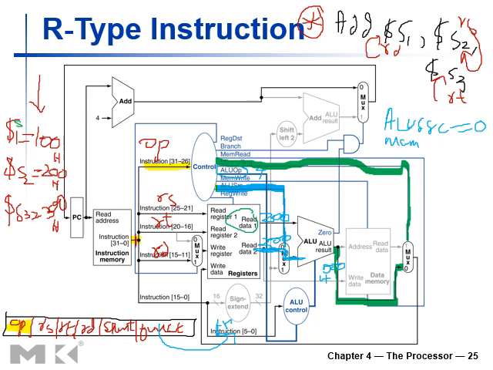MemtoReg equals to 0, so that the data from data memory is not provided to the register file, but the data from the ALU is provided to the register file. From here onward, the data will move along this line to the register file, and whatever the value of RD is, the data is written in that particular register. So in this way, the R format instructions are being processed.